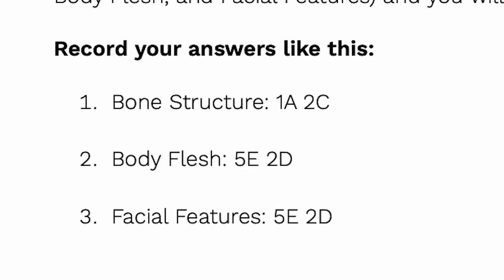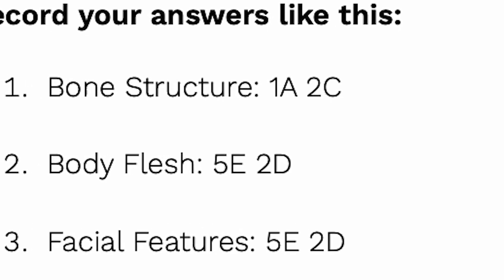The test is divided into 3 sections: bone structure, body flesh, and facial features, and you will need to tally your answers by section. So record your answers like this: 1 bone structure, 1A, 2C, 2 body flesh, 5E, 2D. Okay, yeah, we get the gist. Cool. When answering the questions, select the answer that best describes your body, even if it doesn't match perfectly. We are looking for an overall pattern, hence a few deviating answers here and there will not change your type.